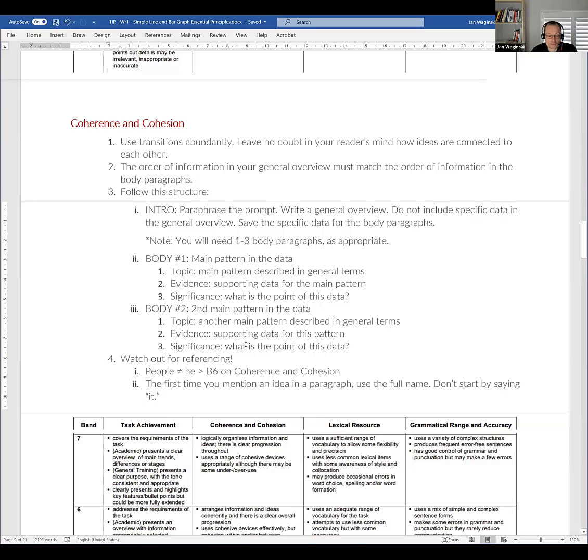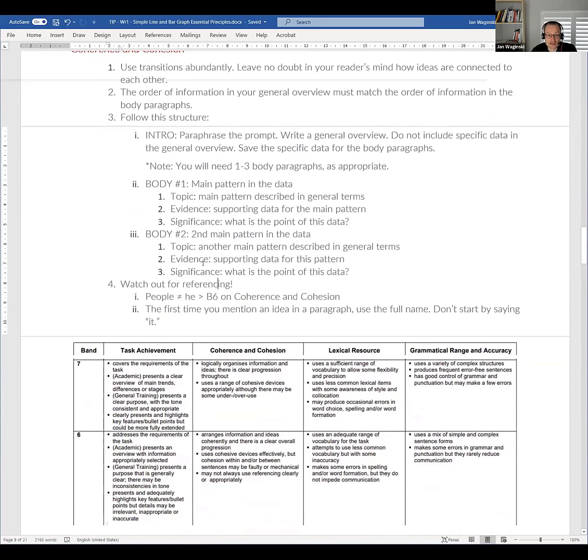Okay, and the last thing to watch out for, and this is very important, is referencing. Referencing means if you use something like a pronoun like he, is it clear what it refers back to? So if you first say people, which is plural, and then you switch to he, that confuses your reader. That's an automatic band 6 on Coherence and Cohesion. Again, the first time you mention an idea in a paragraph, use the full name. Don't start paragraphs with pronouns like it, because the reader doesn't know what they refer back to.